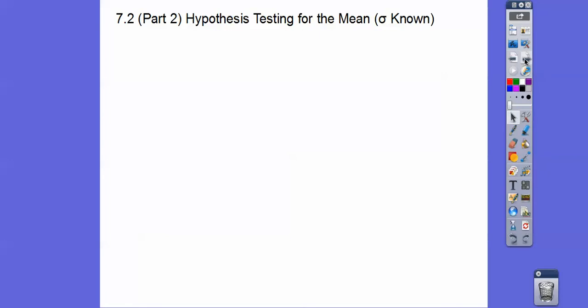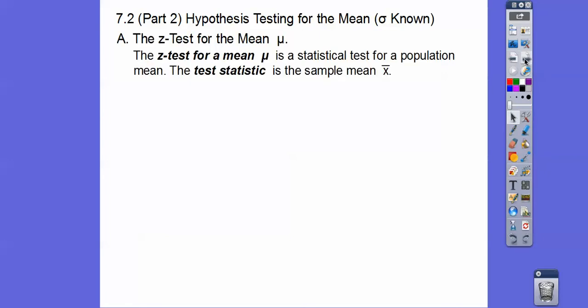So hypothesis testing for when the standard deviation is known. The z-test score for the mean mu is a statistical test for a population mean. The test statistic is our sample mean, so whatever our sample mean is, then we use this formula. Does this look familiar? We've been doing this for several months now. So the sample mean minus the population mean divided by the population standard deviation over the square root of n.